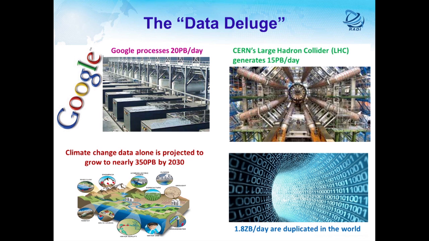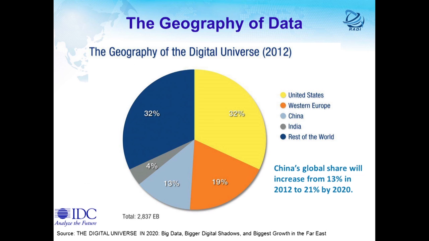So climate change data grows to nearly 350 PB by 2030. That means that every day about 1 ZB is duplicated in the world, at least I think. When we see the geographical distribution, you can see the US, Western European countries, China, India, and other countries in the world. Right now China's share is about 13%, but people say that in about 3 years, China's share will grow to 21%.